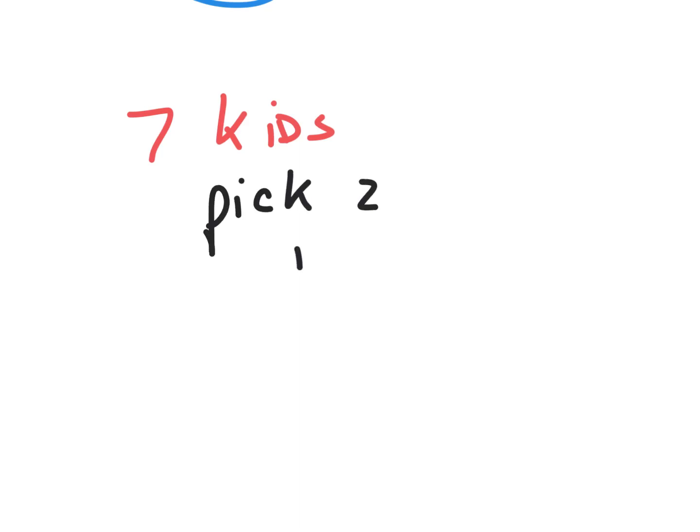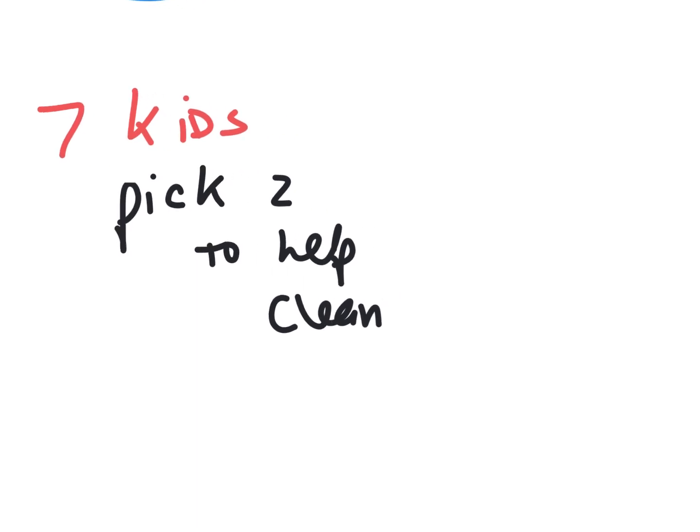What if I had 7 kids and I was going to pick 2 to help clean after class? That's a math problem. How many different ways could I do that out of those 7 kids?